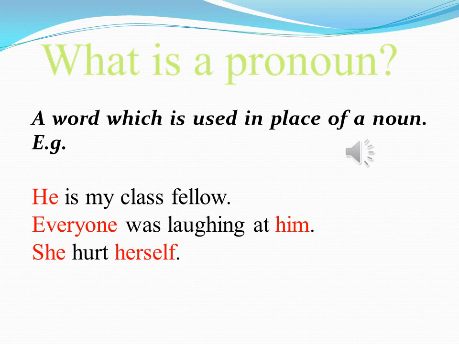Examples in sentences are: 1. He is my class fellow. 2. Everyone was laughing at him. 3. She hurt herself. The words he, everyone, him, she, and herself in these sentences are pronouns.